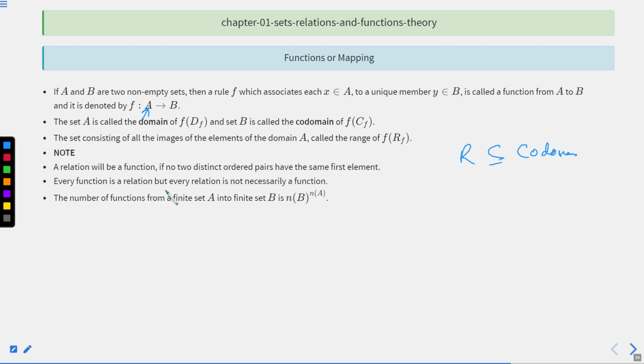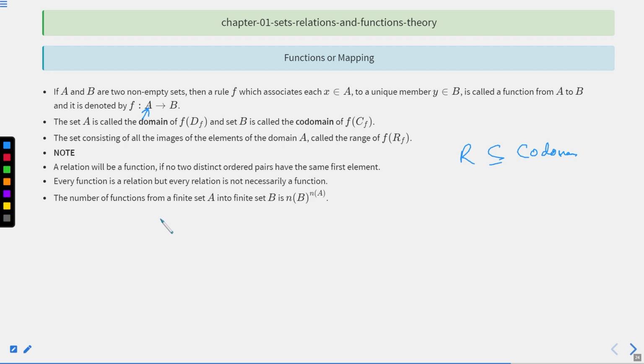A relation will be a function if no two distinct ordered pairs have the same first element, right? No two distinct ordered pairs have the same first element. Every function is a relation, but every relation is not necessarily a function. We will have to remember this.